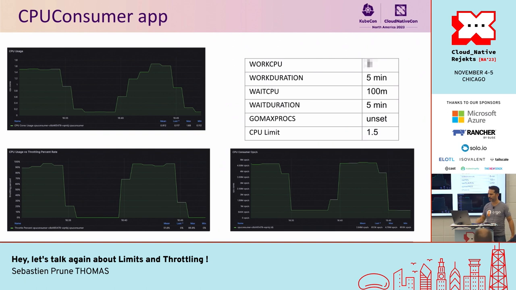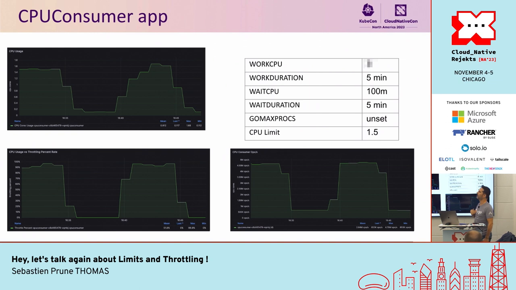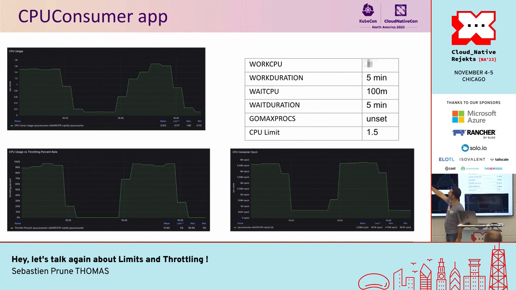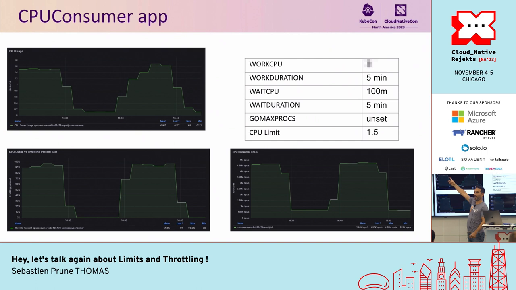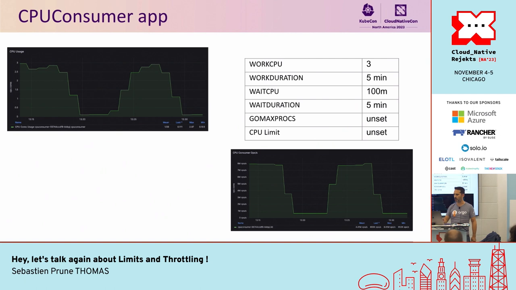Why? What's happening? Well, maybe let's try to increase the CPU limit, like 1.5. So now my limit is way above my usage. And when I look at the graphs, oh, I'm still hitting the limit. I'm using 1.5 CPU now, and I'm still having throttling. But because I gave more CPU, I'm using more CPU, and now I'm doing 4.5 million operations per second.